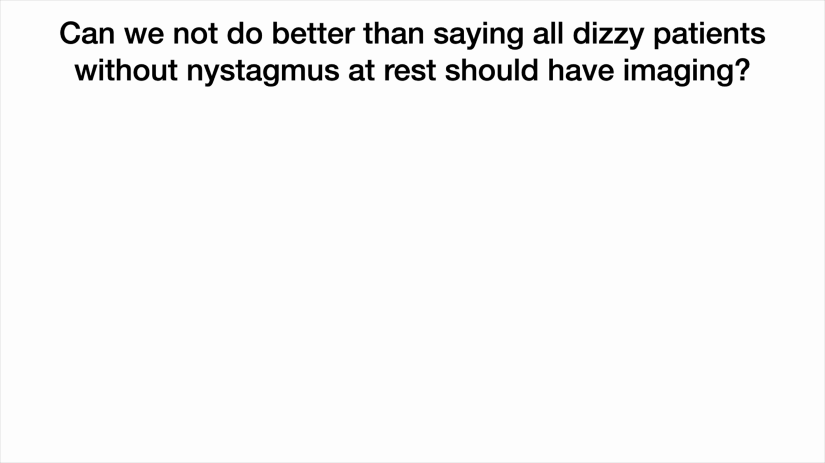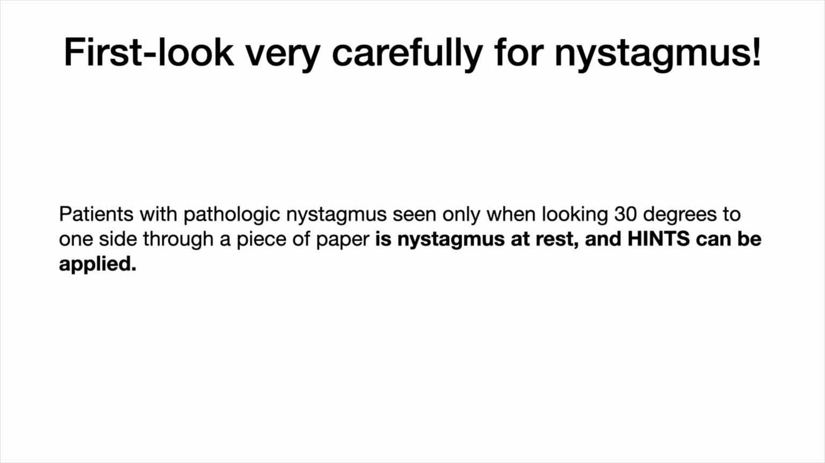There hasn't been a prospective study to look at this patient population that I'm aware of, but there's some evidence for what I'm about to suggest. And first, it's to look very carefully for nystagmus. If you don't see nystagmus in patients who have acute constant dizziness, have them look 30 degrees off to the side looking through a piece of paper, and you might see nystagmus that wouldn't be seen otherwise. And if you do see pathological nystagmus, even when they're only looking in one direction, that's the patient you can do the HINTS exam on.